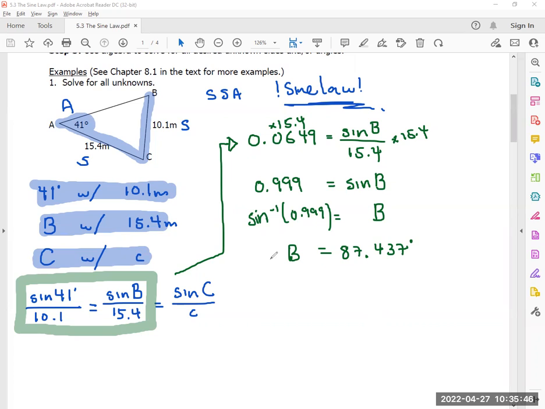You will see my answer key is slightly different because I actually didn't round. I kept the decimals, but don't worry about it. Okay, 87.437. That means this angle is taken care of. I'm just going to label it, say, hey, I got this. Let's find all the other ones.